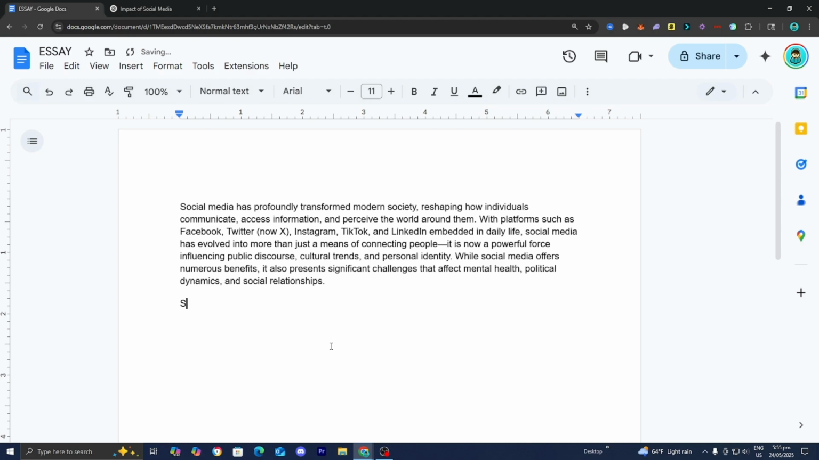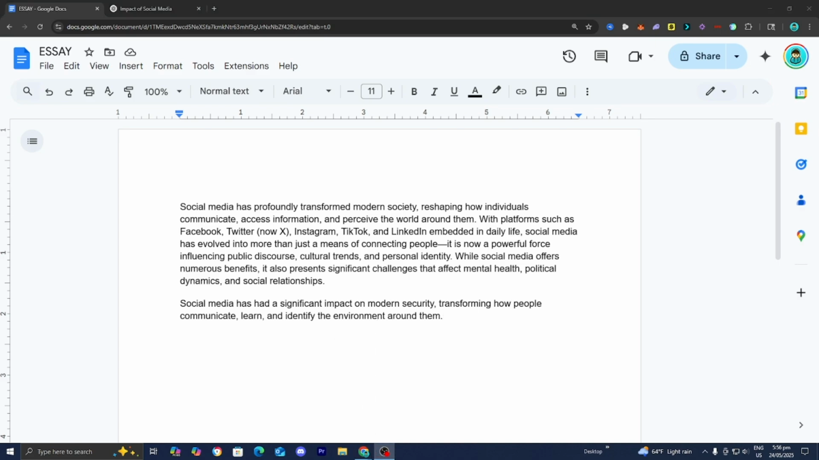So for example, let's do the first sentence. We're just going to write something like, social media has had a significant impact on modern society, transforming how people communicate, learn, and identify the environment around them. So it is legit the exact same sentence. It has the exact same flow. However, we just paraphrased it using less advanced vocabulary because ChatGPT uses like crazy vocabulary sometimes. So you basically just want to take all that out.